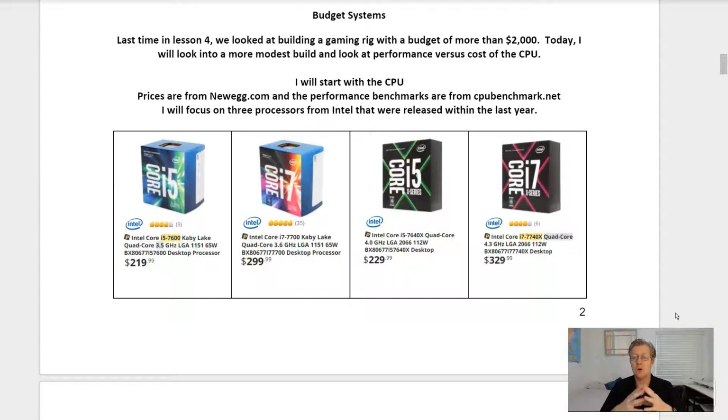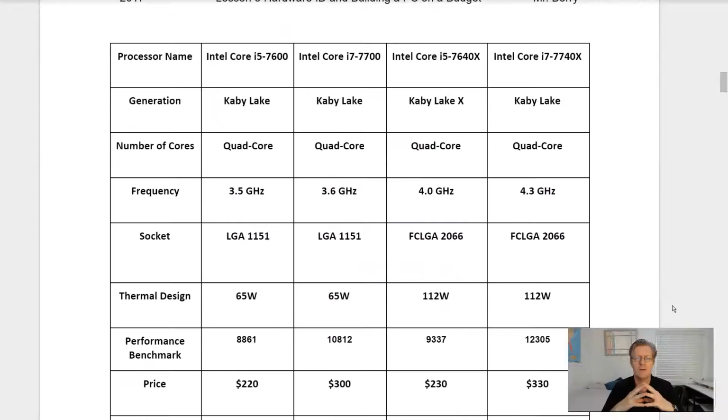Next is the Intel Core i5 7640X, and that one is around $230. And then the last one is the Intel Core i7 7740X, and that one is about $330. So let's look at all the specifications for each of these processors.